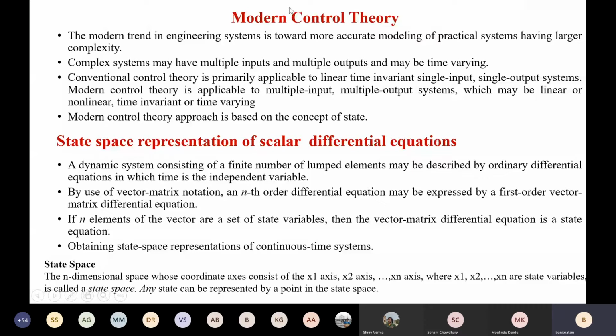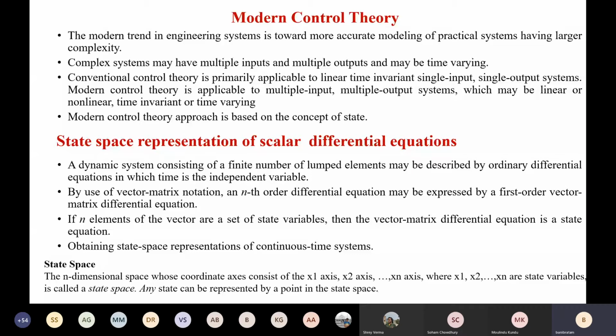Now the modern trend in engineering systems is towards more accurate modeling of practical systems, which have larger complexity. Larger complexity in one sense: typically the systems we have discussed so far include one input, one output. That is called a single input, single output system. But you can have systems which have multiple inputs, multiple outputs. For those multiple input, multiple output systems, and so far whatever we have discussed, those transfer function concepts are mainly applicable to linear time invariant systems, right?